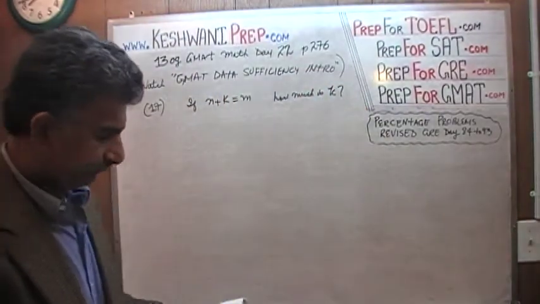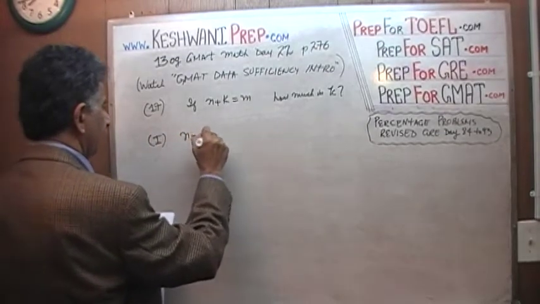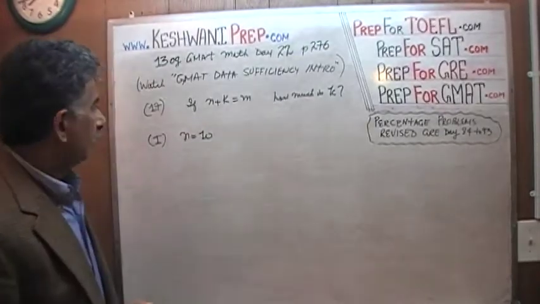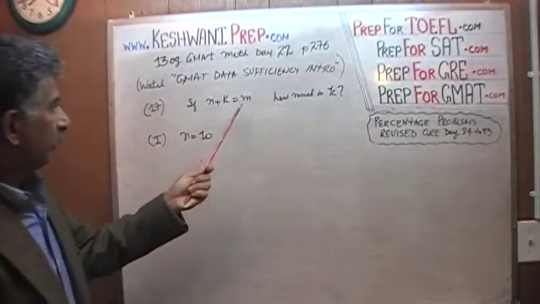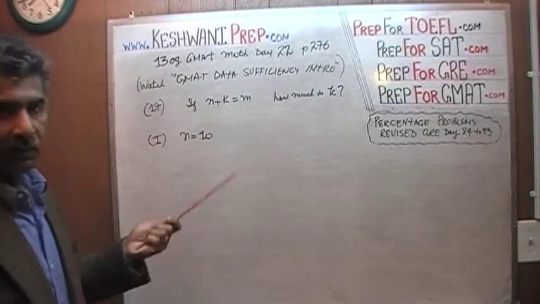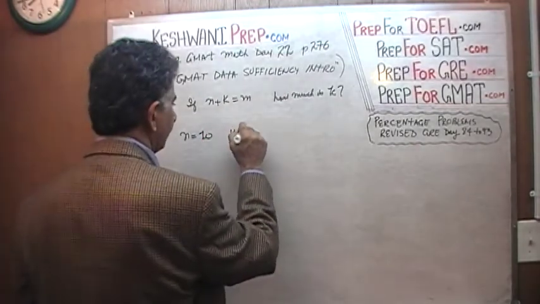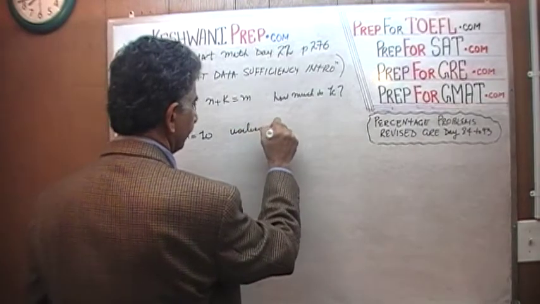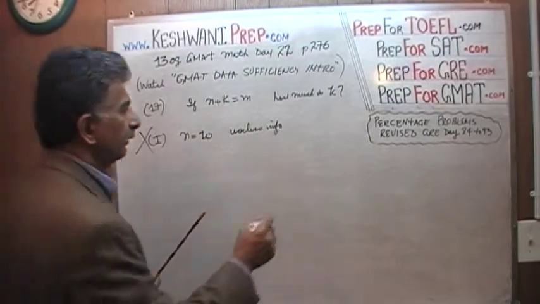How much is k? The first statement tells us that n equals 10. Well, n equals 10 is great, but what about m? Without the m, we cannot figure out the k. Just simply telling us that n equals 10 is useless information. It doesn't help us answer the question how much is k.